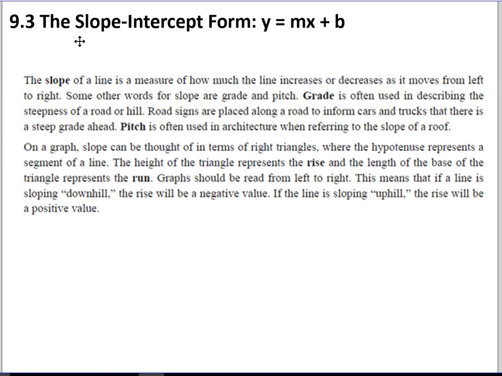Grade is often used describing the steepness of a road or a hill. Road signs are placed along a road to inform cars and trucks that there is a steep grade ahead. Pitch is often used in architecture when referring to the slope of a roof.